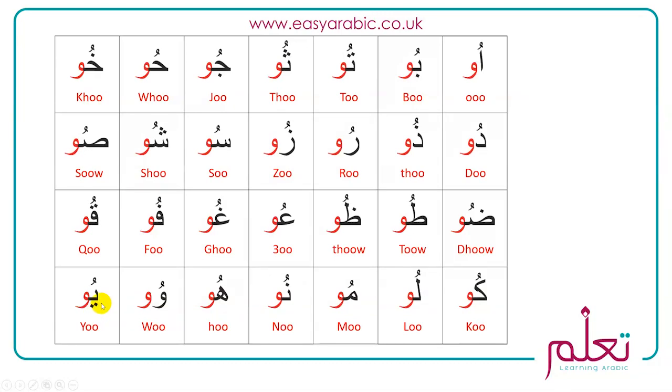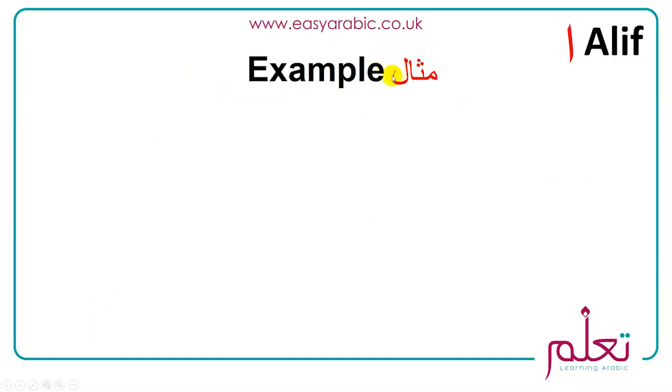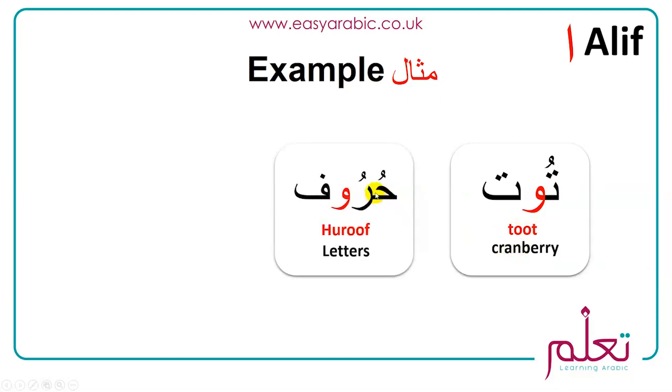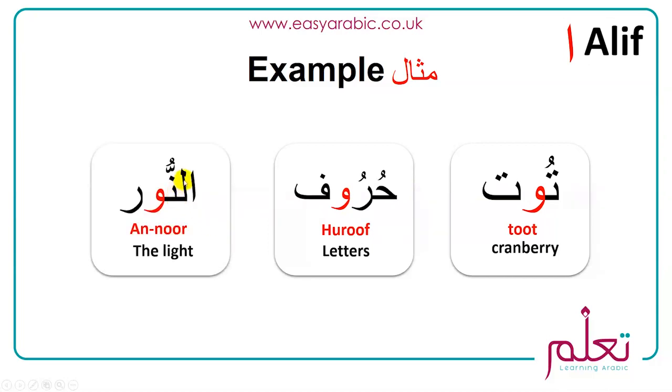Okay, let's look at some examples. The first one we look at is toot, which is cranberry. Next one is huruf, letters. And finally we'll do an-nur. I'll explain what this sign is in a minute. It's called shadda, and I'll show you what that means. So: toot, huruf, an-nur.